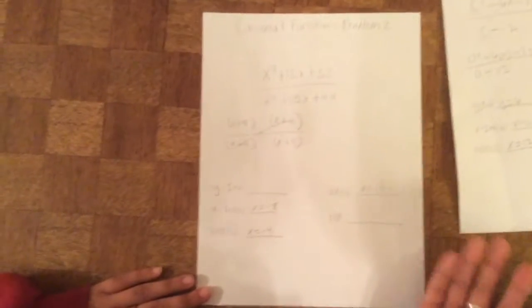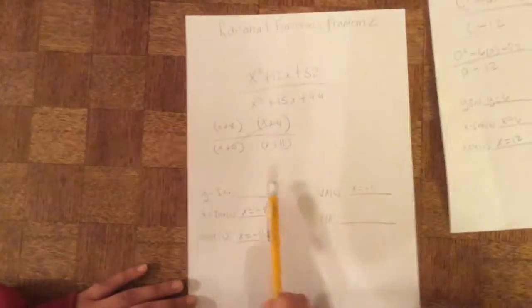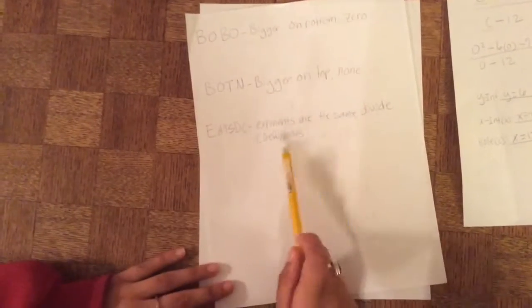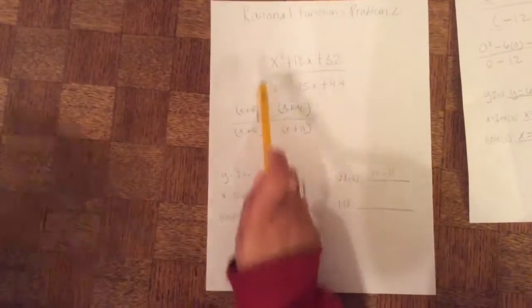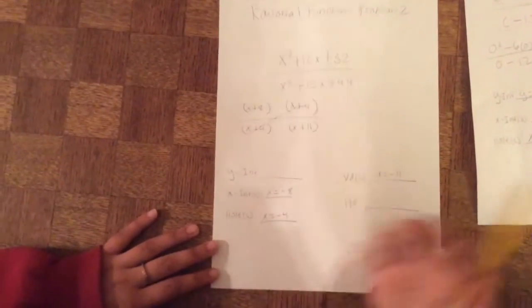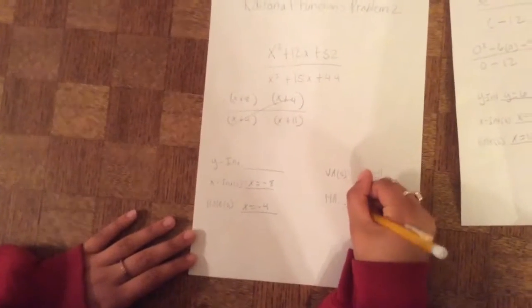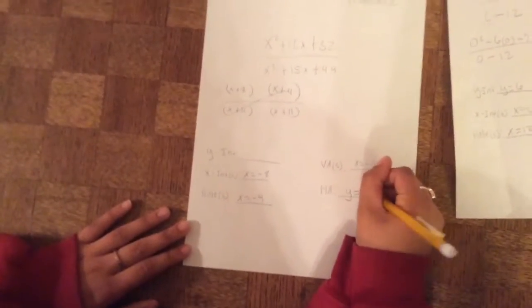And then our horizontal asymptote, which since these are both the same, exponents are the same, so divide coefficients. And since it's both x squared, if you divide those, it's going to be 1. So it's going to be y equals 1.